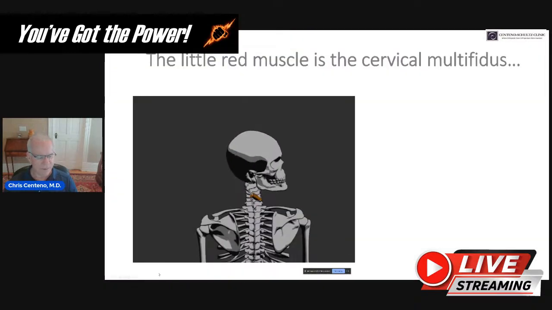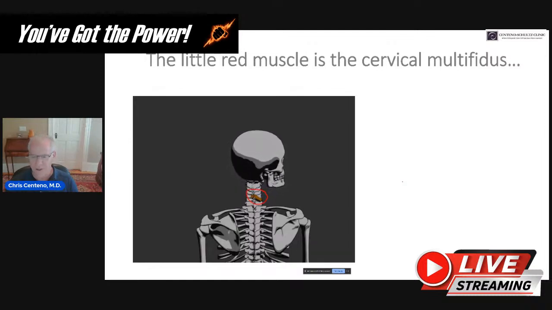So anyway, the little red muscle here is what we're talking about. I've just drawn in one. There obviously would be many more. And I've drawn in one to give you an idea of what this muscle would do. So this is someone who's turning their neck. And this is an animation I did personally a long, long time ago.